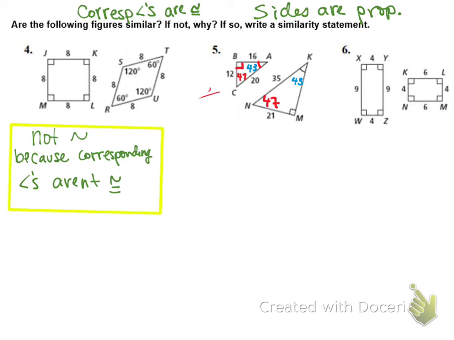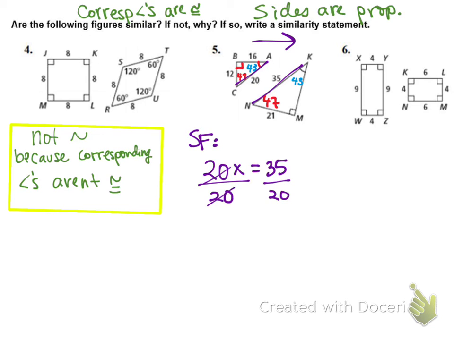Okay, so pick two corresponding sides that you know both of their measures on both triangles. 35 and 20. Sure, let's try 35 and 20. We're going to find the scale factor. We're just going to go left to right because that's how we read. We need to see if the scale factor is the same for all of the sides. So 20 times the scale factor would give me a length of 35. Divide by 20.